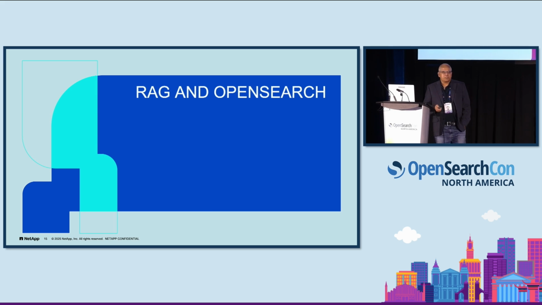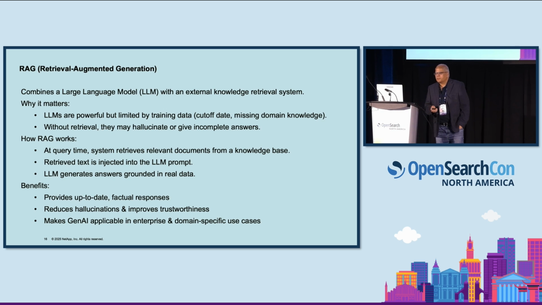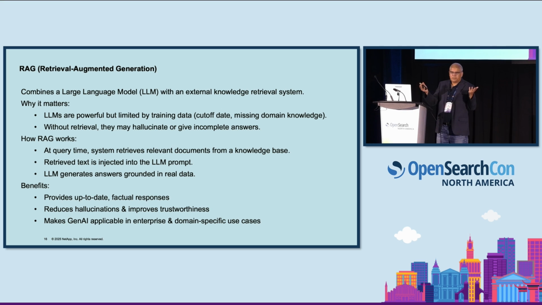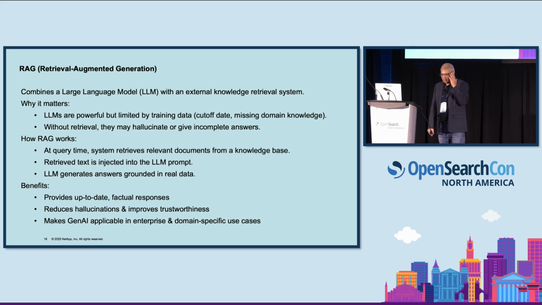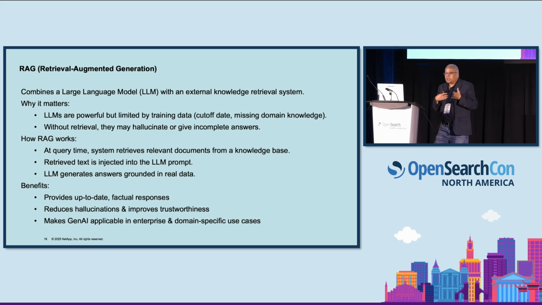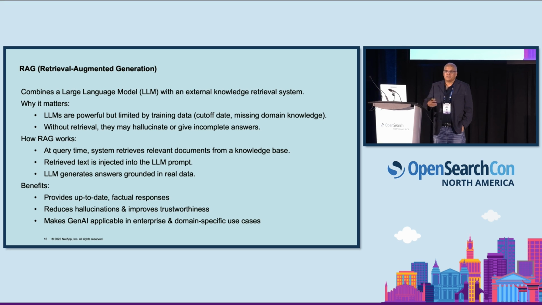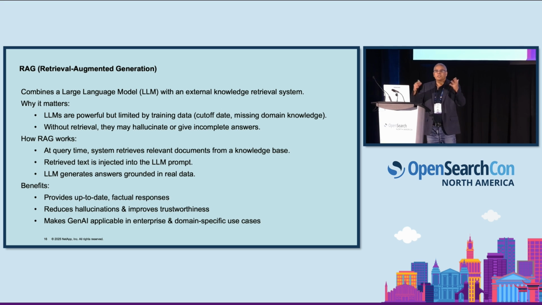So, RAG and OpenSearch. We talked about RAG a little bit. What is RAG? RAG combines a large language model, the ChatGPTs, with external data. We talked about why we did it, and why it matters. LLMs are really powerful. Everyone has used them. It has saved me a lot of time, and I'm sure it has saved a lot of you a lot of time as well. It can create documents, edit documents, provide suggestions, and do queries. It's kind of changing the world.